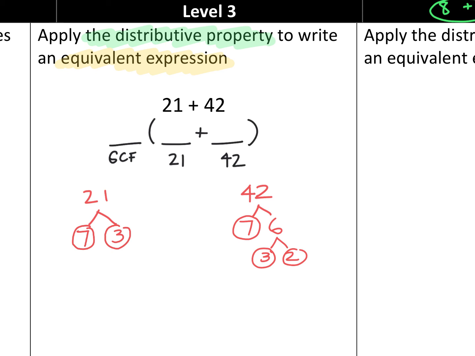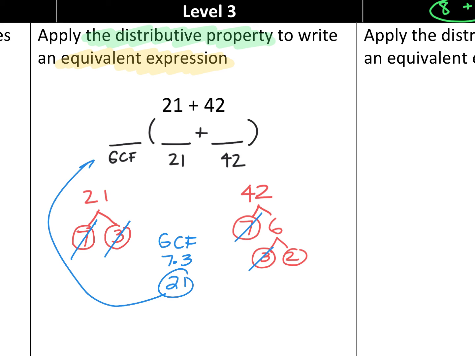So these are all my prime numbers. Okay, let's see what's cooking here. My 7 and 7 are the same, and my 3 and 3 are the same. So for the GCF, I know it's 7 times 3, which if I multiply that together gives me 21. So that's my GCF. That is going to go here.